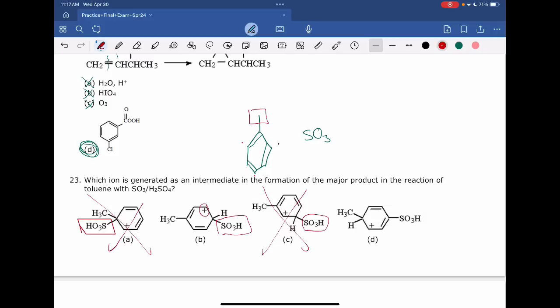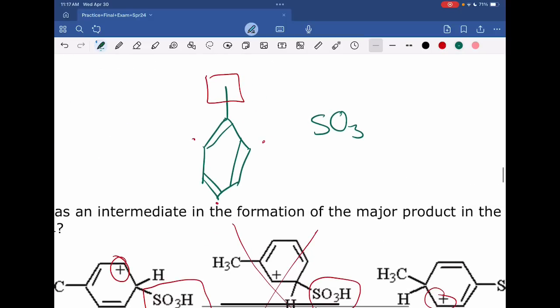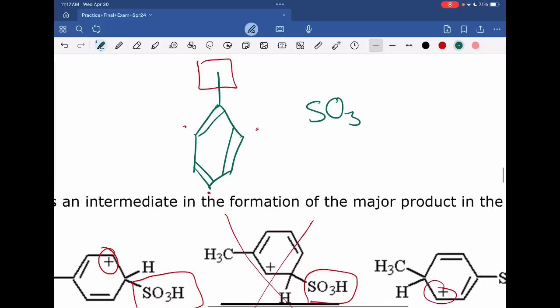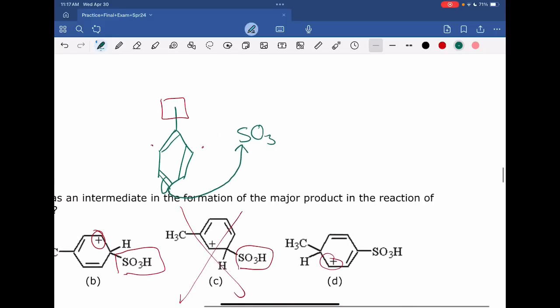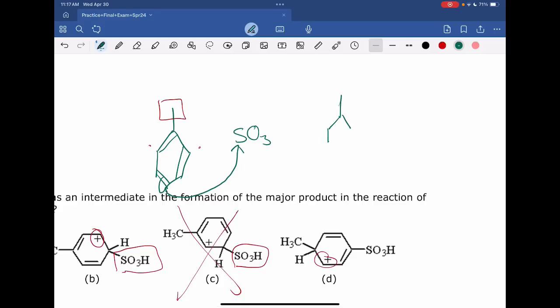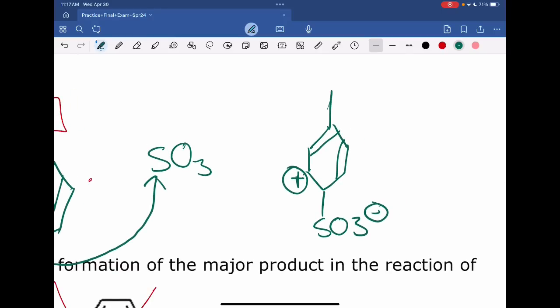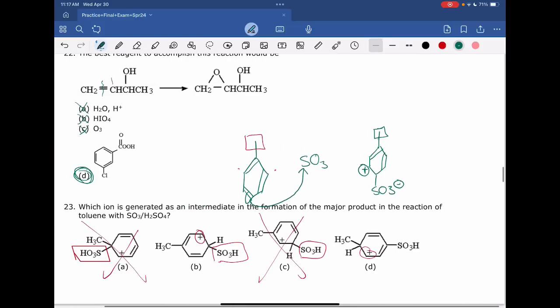So the difference lies in the intermediates. Where is the positive charge gonna go when you add it? So let's draw the first step of the mechanism. If we wanna add this para, we have to break this double bond and attack the sulfur. So you're gonna get something like this, positive in here, and SO3 minus in here. So you get a positive charge on the carbon that is meta to the methyl, which is B.